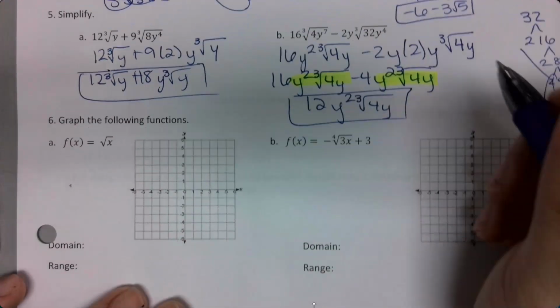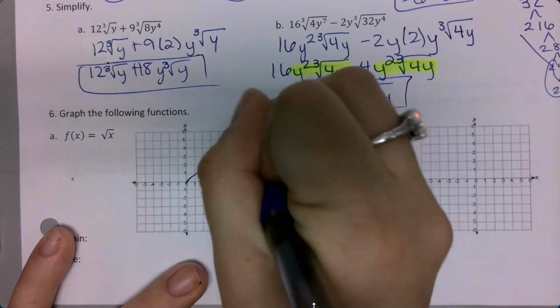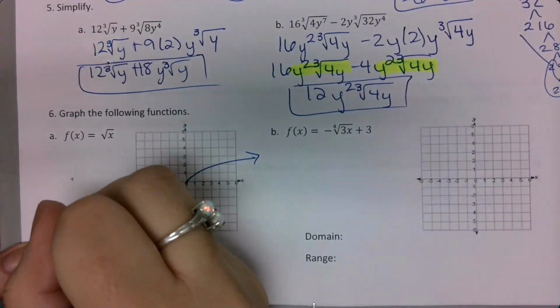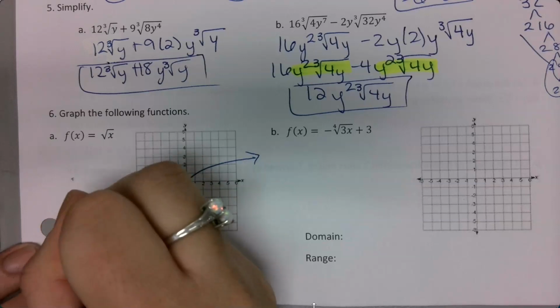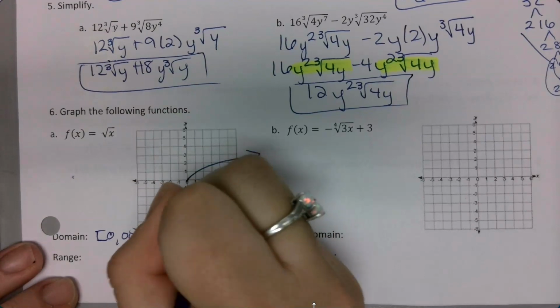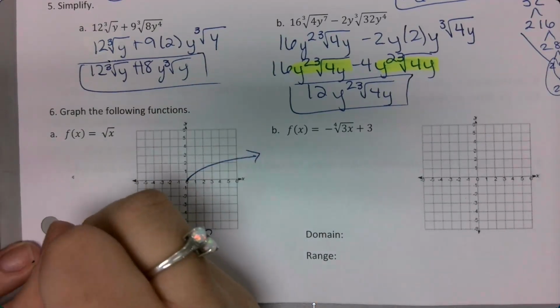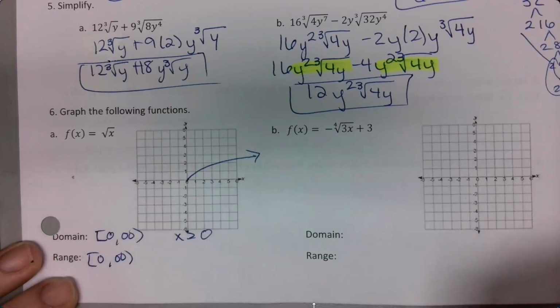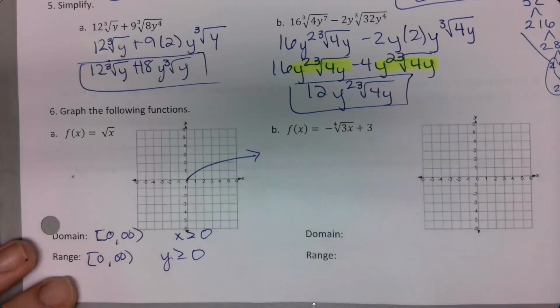The last ones want me to graph the following functions. So the square root of x looks like this. My domain is 0 to infinity, because it starts at 0 and it goes right forever. Another way to write this is x is greater than or equal to 0. Same thing for my range. It's 0 to infinity, starts at 0, goes up forever. So this one would be y is greater than or equal to 0.